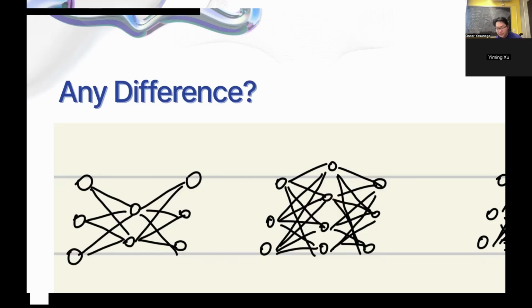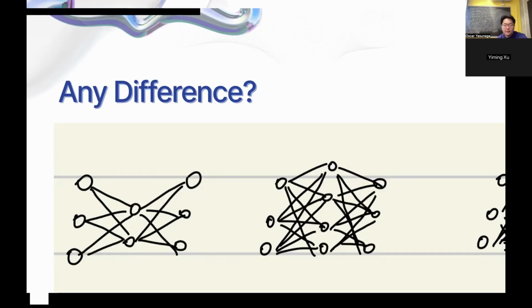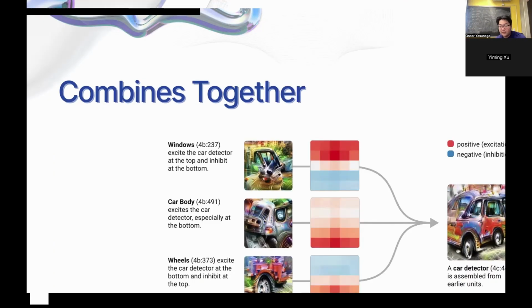So, what does that mean, and what does that look like? In the case of this car example, you have neurons that are aligned or specific towards identifying a window or identifying a car body. And what superposition is trying to say is that you just combine all these feature aligned neurons to create a new neuron that's in charge of a car, right?